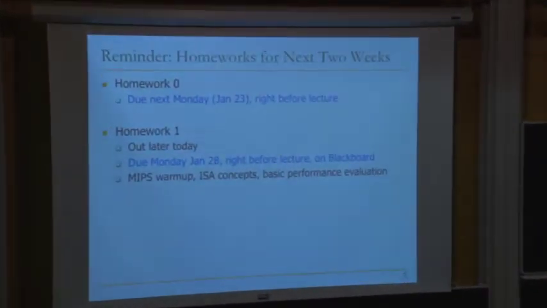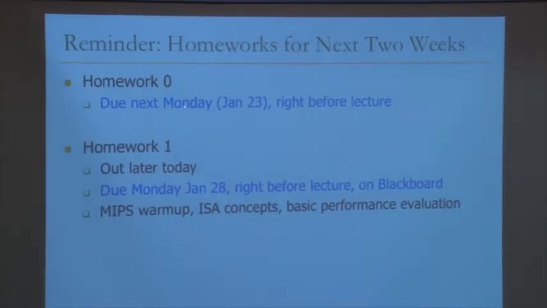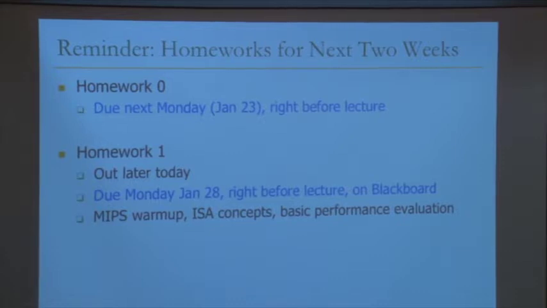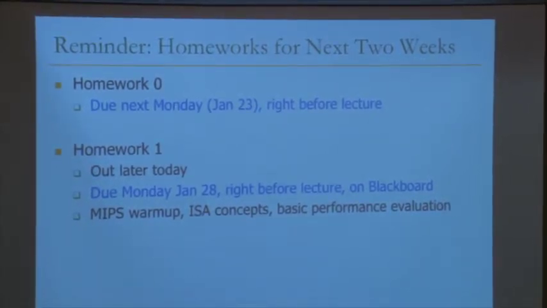A reminder, homework 0 is due next, this is not true, right? This is next Wednesday. Okay, so there's the first bug that's dynamically corrected. That should be next Wednesday, right before lecture. And homework 1 is, I'm not sure, this is Monday, this is true, January 28th. And this will be up later tonight, if not early tomorrow morning. Okay?